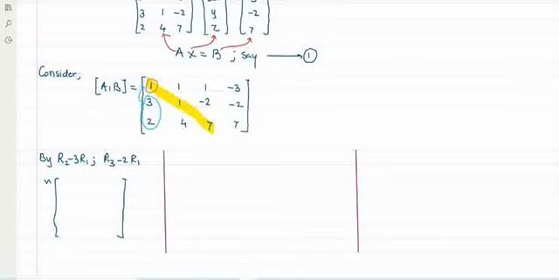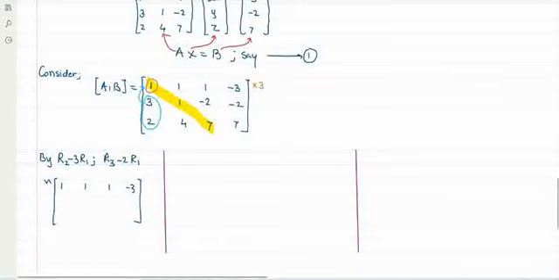These two transformations change the second and third rows only. First row no change: that is 1, 1, 1 and minus 3. Multiply the first row by 3 and subtract. Tell me: 3 minus 3, 1 minus 3, minus 2 minus 3, minus 2 plus 9. Correct?